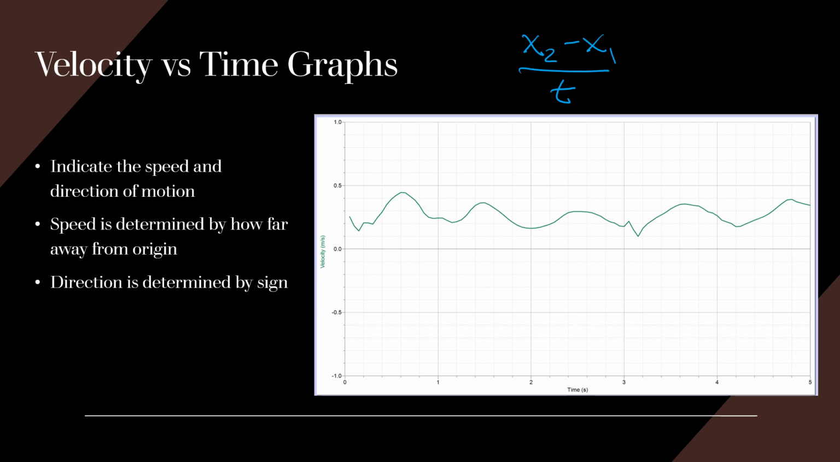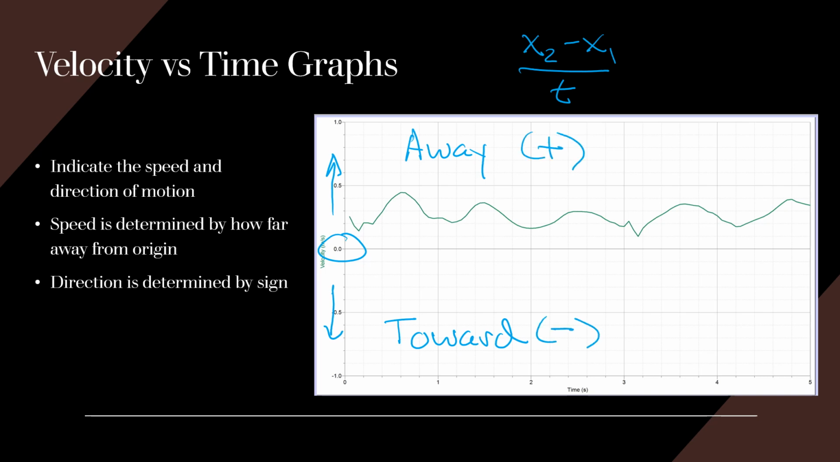Speed is determined by how far away you are from the origin. So the origin is here at 0 meters per second. The further you are away from it, the faster you are going to be traveling. The direction in this case is determined by sign. So away from the detector is going to be this direction. Towards the detector is going to be this direction. So we're going to say this is the positive direction of velocity. This is the negative direction of velocity. Okay. And you can use those cues to kind of work through descriptions of motion of other objects and their speed and direction.